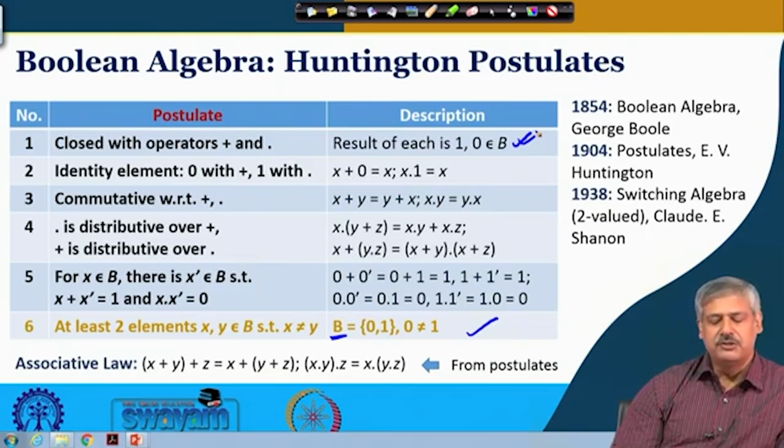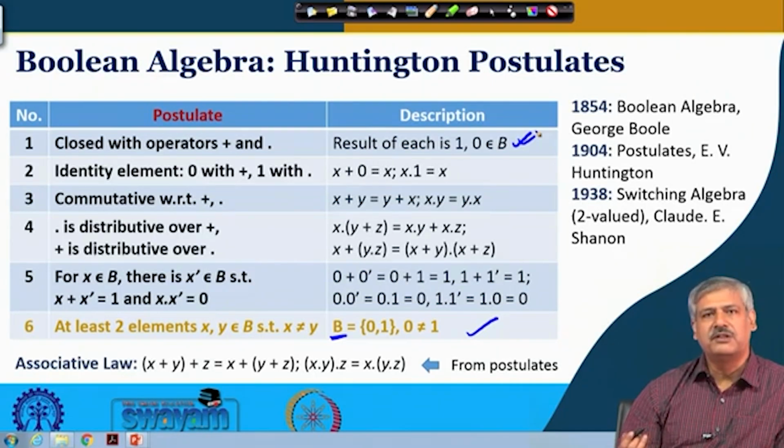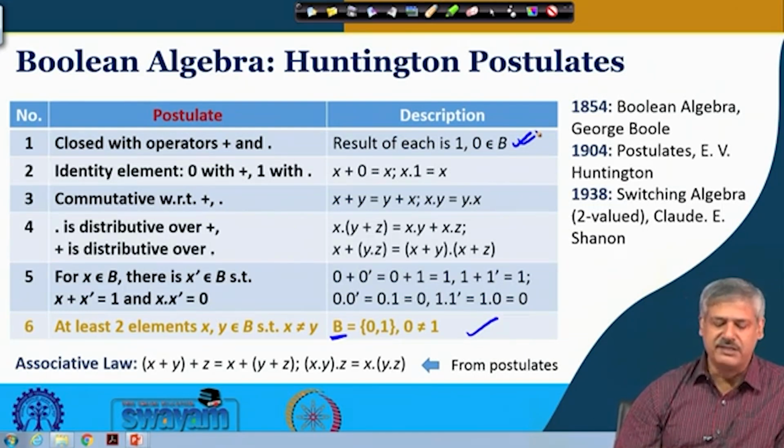Identity element. For the OR operation, the identity element is 0. That means x plus 0, or a plus 0, is x, or a. So it will be the variable itself. And for the AND operation, the identity element is 1. That means ANDed with 1, it will be the variable itself. So, this is the second postulate.